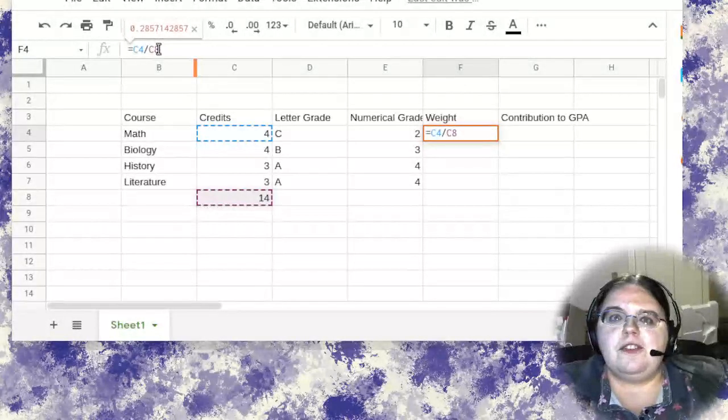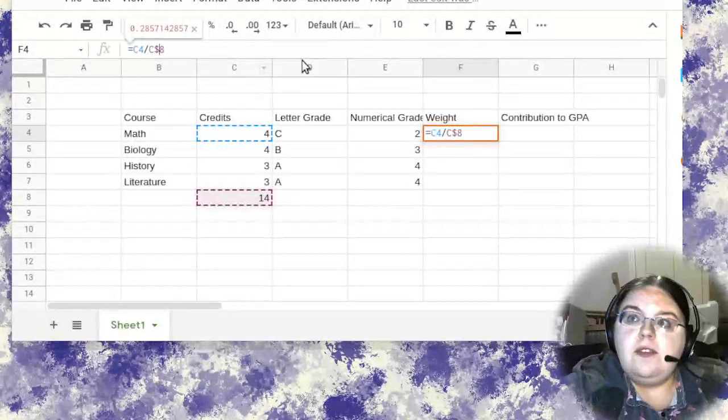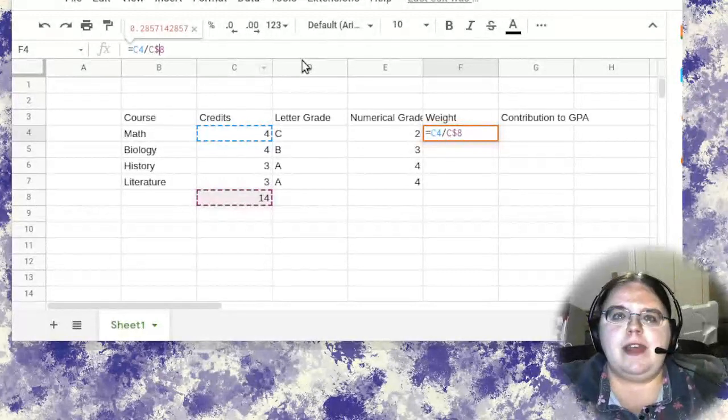This is just spreadsheet language. You have to just remember this. If you want it to stay in place, use a $ sign. One good memory trick for that is that a $ sign is like an S for stay put.